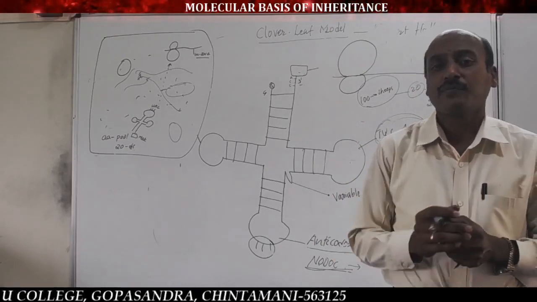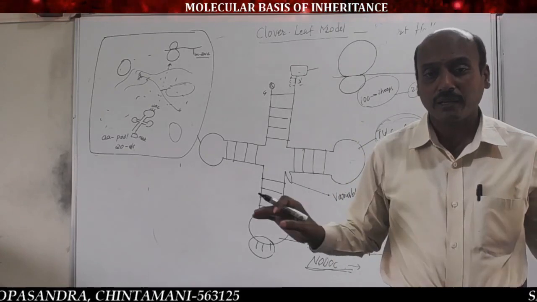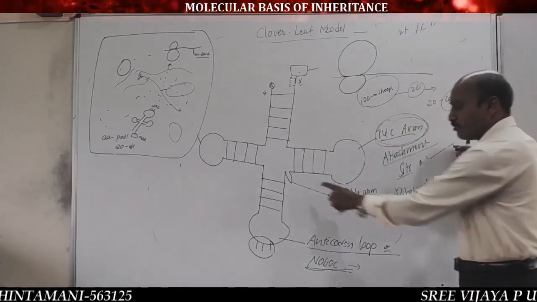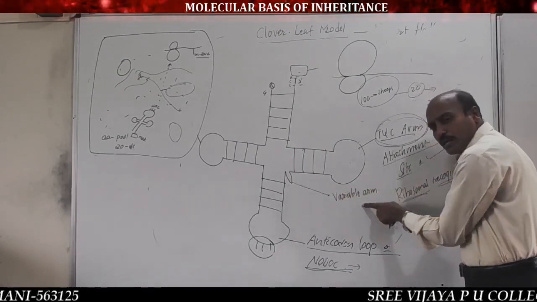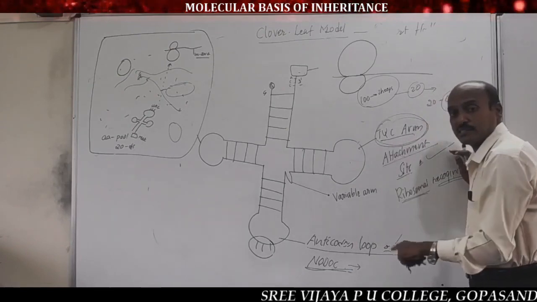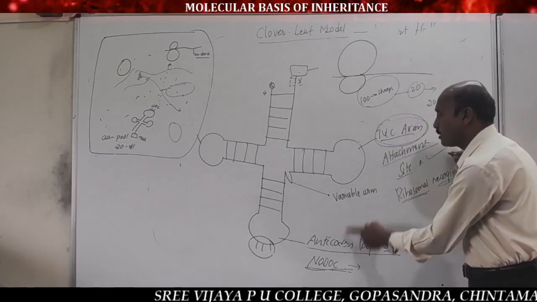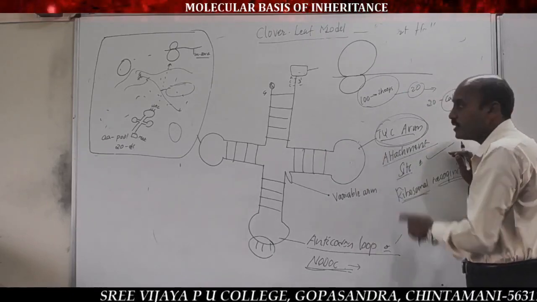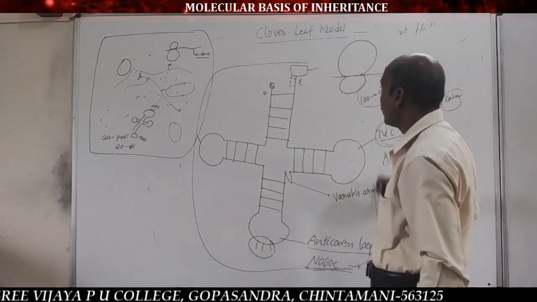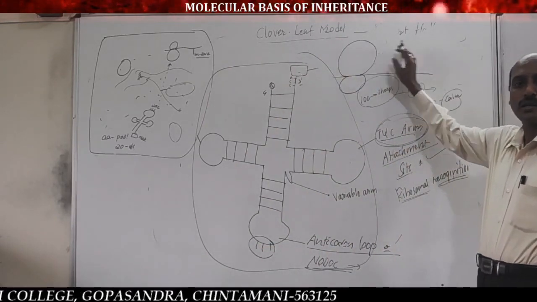One more piece of information for you. Till now, the function of the variable loop has never been discovered by any molecular biologist. You must remember the function of the variable loop has never been noticed by any scientist, but it is present between the anticodon loop and the T-psi loop in the structure of the cloverleaf model of tRNA proposed by Robert Holley and supported by Marshall and Nirenberg.